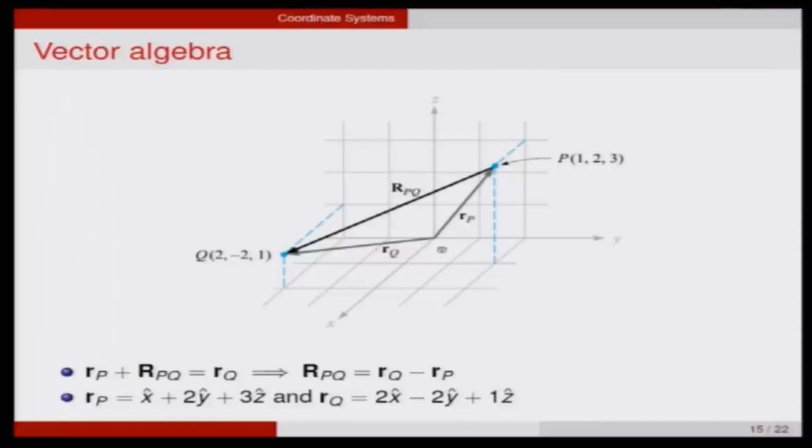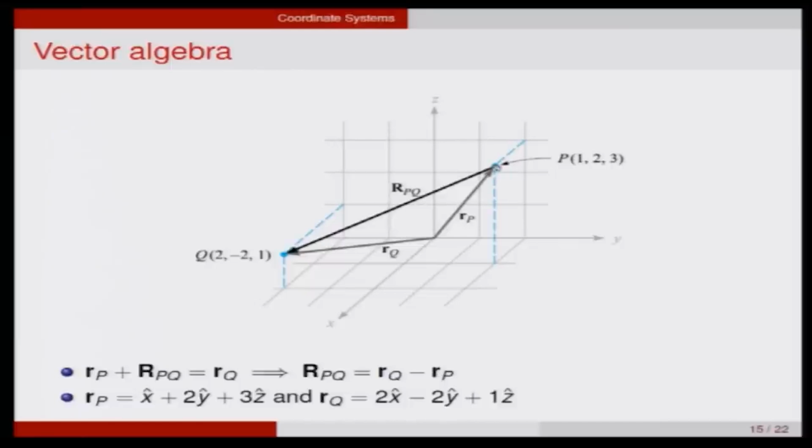How do I do that? You start from the vector addition that rp plus rpq is equal to rq, which implies that rpq is equal to rq minus rp. So, it is a simple transfer of rp to the right hand side, and you get rpq is equal to rq minus rp. And I already know how to represent the vector rp.